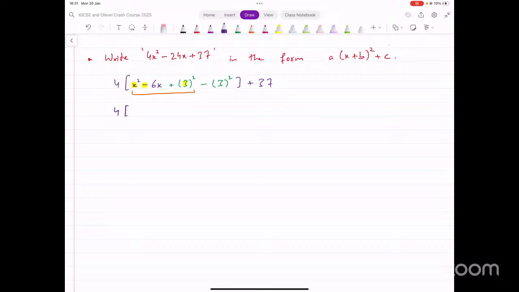From the first term, you get x. From the second term, you have this negative sign. And this b from the third term, which is 3: x minus 3 whole squared minus 9 outside plus 37. Now you just multiply 4 inside, so it becomes 4 into x minus 3 whole squared minus 36 plus 37. And the result turns out to be 4 into x minus 3 whole squared plus 1. And that's your final result. That's what we were looking for. This is the completed square form for that function.